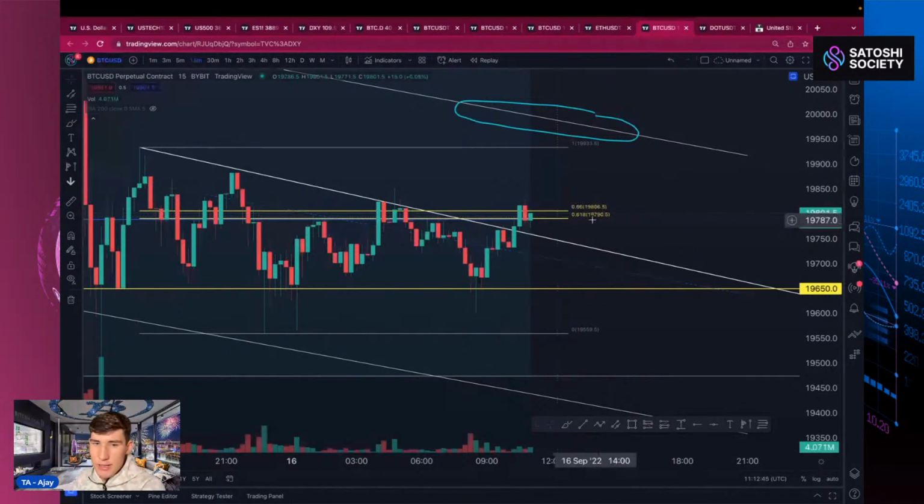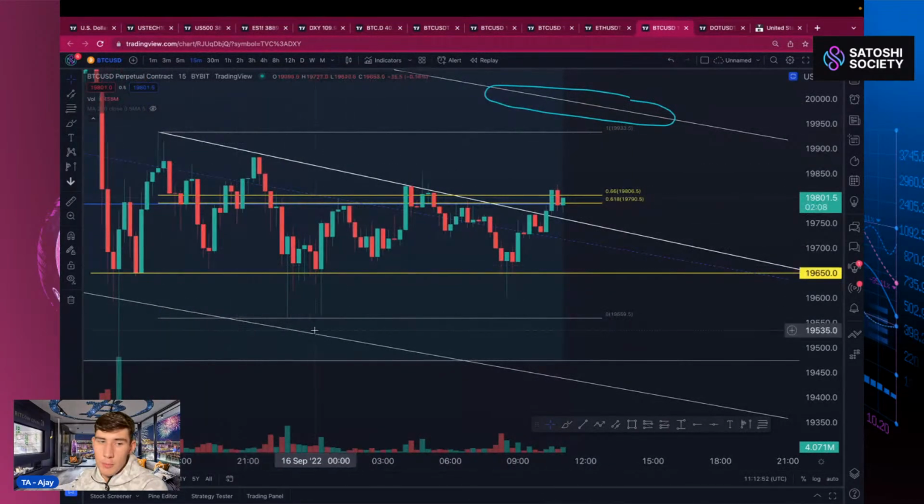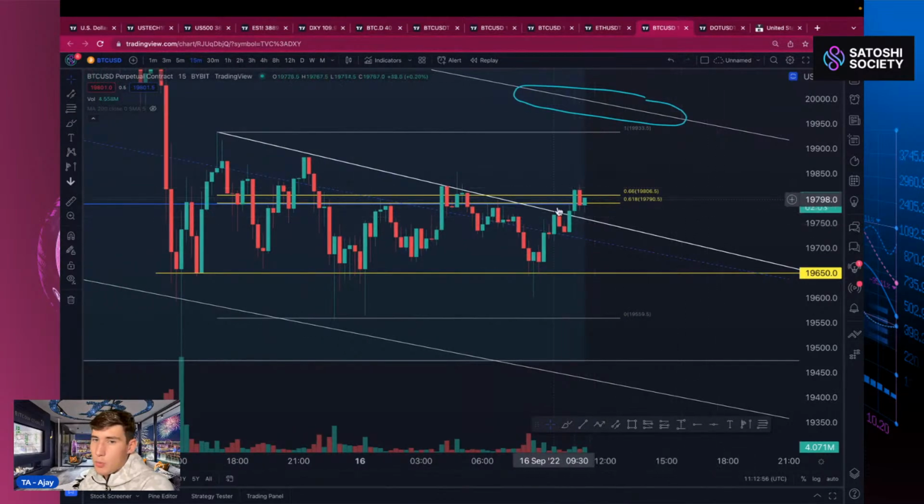So that's going to act as resistance. It's from this swing high here to this swing low here, so from the top and the bottom of this range on the 15-minute. And yeah, we want to break above that.